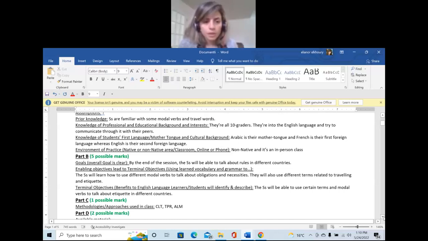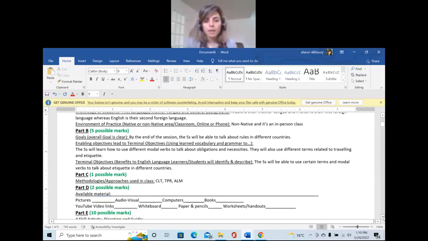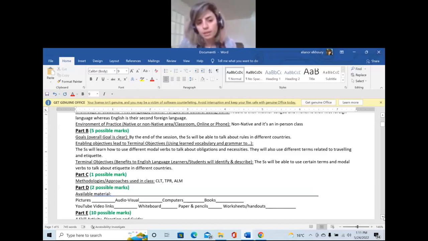And when it comes to the goals, by the end of the session, I want the students to talk about rules in different countries. And this is the overall goal. The enabling objectives will mainly be focusing on some travel words and some modal verbs, in order to be able to reach our overall goal, which is to be able to talk about rules in different countries in the world. And when it comes to the terminal objective, the students will be able to use certain travel terms and modal verbs to talk about rules or etiquette in different countries.